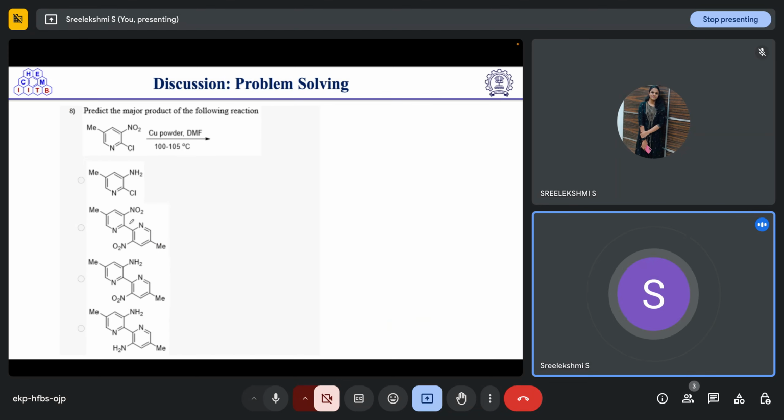Moving to the next question, predict the major product of the following reaction. So this pyridine derivative is treated with copper powder in DMF condition, which will be the major product out of these four options.